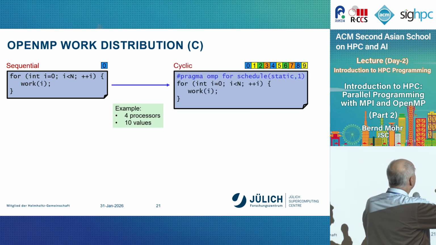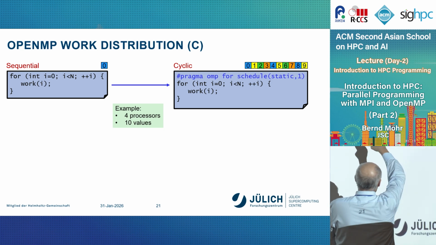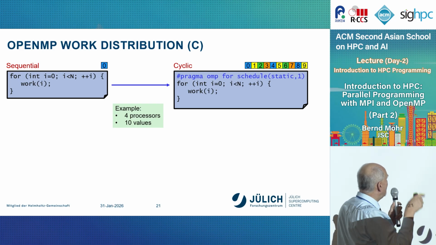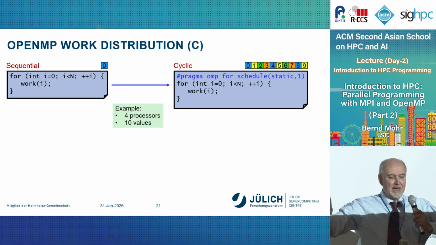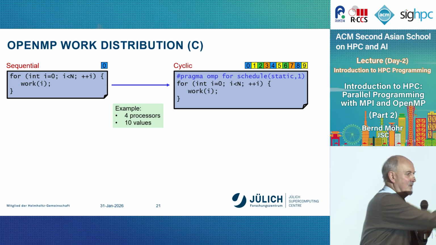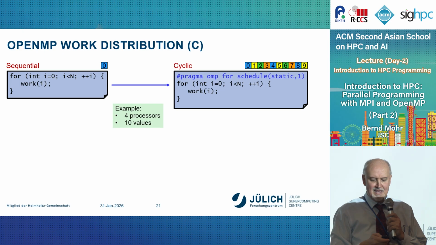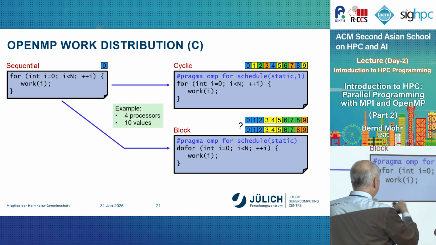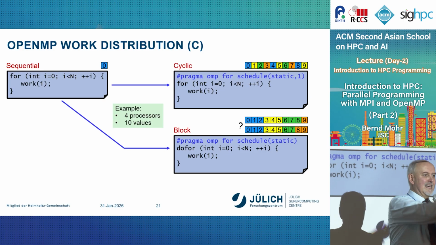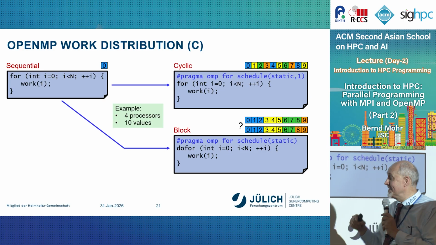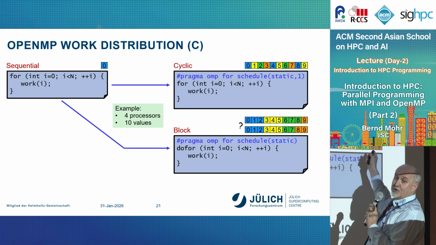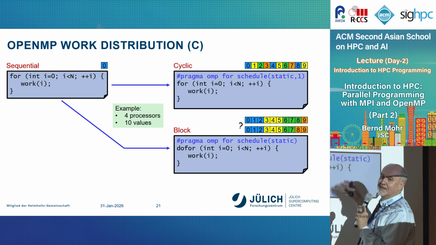If I want to have cyclic, you say I want a parallel loop with a schedule static, comma 1. Static means I split it up before I run, and everyone gets 1, 1, 1, 1, 1, 1, 1, 1. If you want it blockwise, you say just static. Everyone gets one block. What's not specified is whether it picks the block or the block balanced. This is not specified.